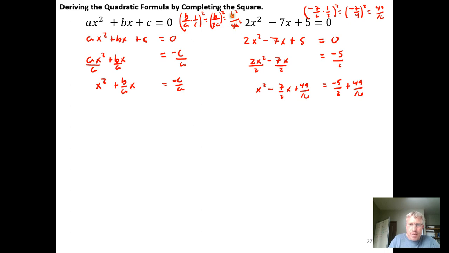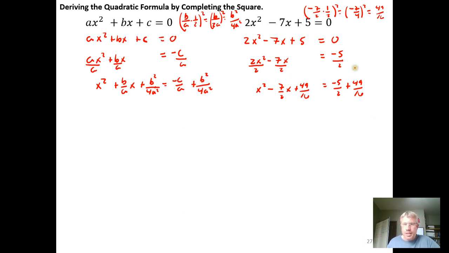And then you take that after you square it, and you add it to both sides. So plus b squared over 4a squared, but we have to add that to both sides. So plus b squared over 4a squared. I'll move the plus a little bit closer to give myself some room.